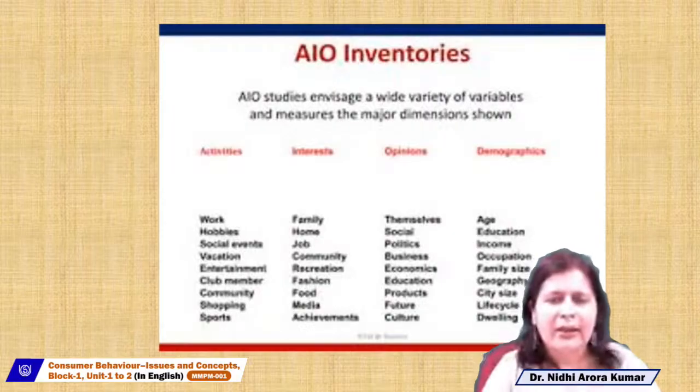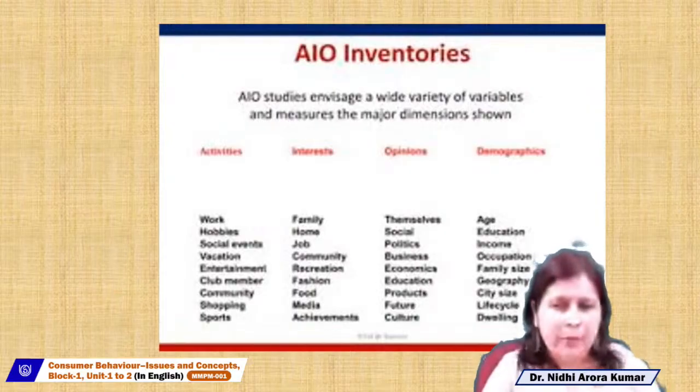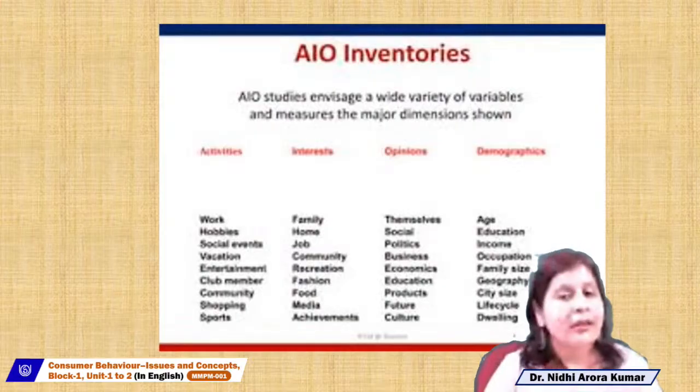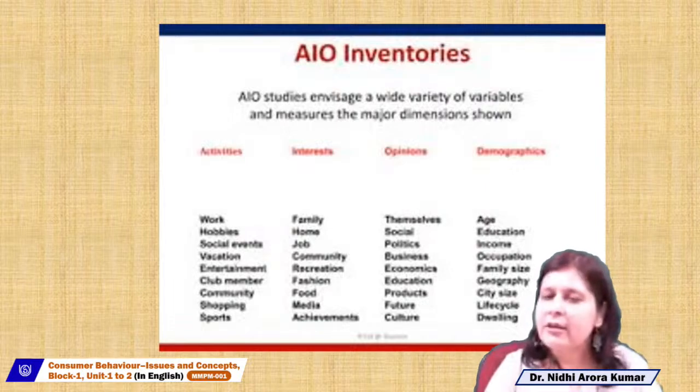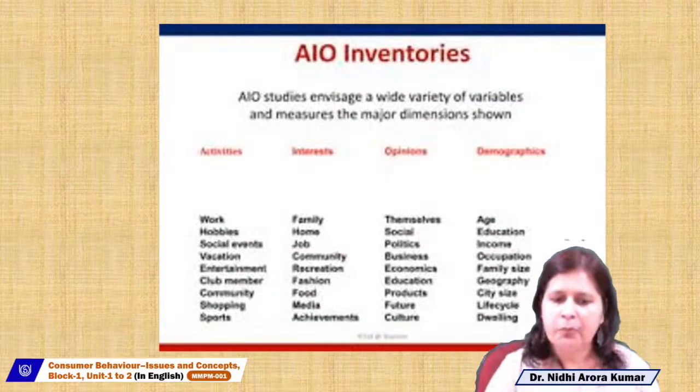Like in activities, what we want to study is their work, what type of work they prefer. Hobbies play an important role in activities. Another parameter could be hobbies in activities. Then the social activities or engagement. Then the vacation, what type of vacation they want. Entertainment could be another variable to study the activities. Then the club membership, another variable to study the activities, right? Then shopping and sports are the variables to understand the activities.